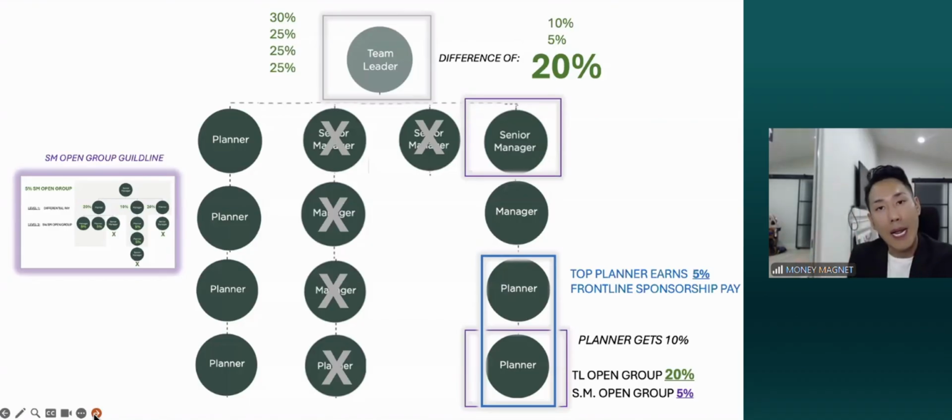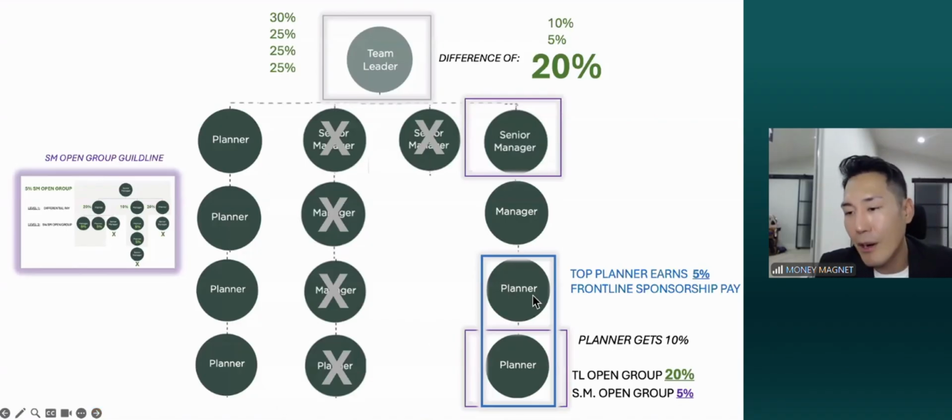Remember, we have to look at what the little guy got paid out to know what the team leader is getting paid. Now here, the team leader is going to make a difference of 20%. It's actually lucrative. And this is why we promote so hard. You have to become a team leader, go team leader, go team leader, because the money is so lucrative, right?